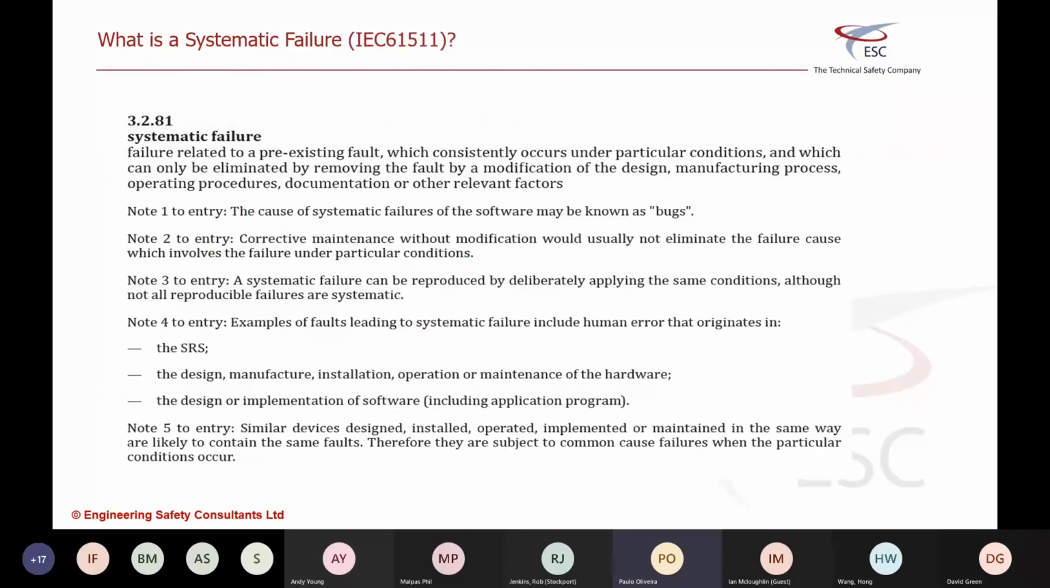615.11 also defines systematic failure in a very similar way. Failure related to a pre-existing fault which consistently occurs under particular conditions and which can only be eliminated by removing the fault by modification of design, manufacturing process, operating procedures, documentation, or other relevant factors. Bugs. We refer to them as bugs. Both standards are basically saying the same thing. It's a fault that's been introduced, it's an error, and will happen every time that condition happens. And if you modify the design or the process and address the cause of that fault, it will go away. It will not come back.